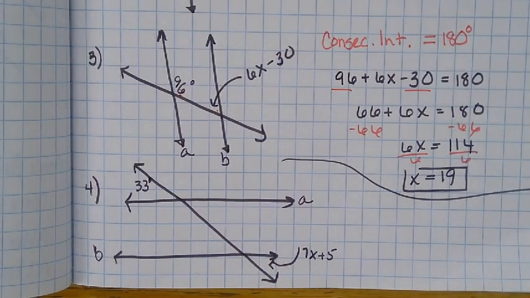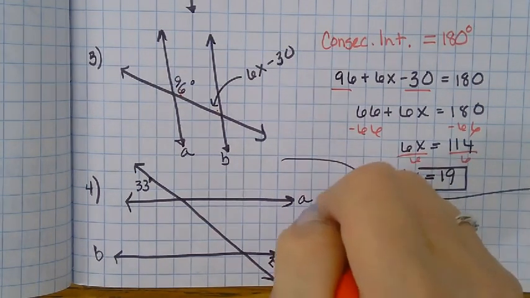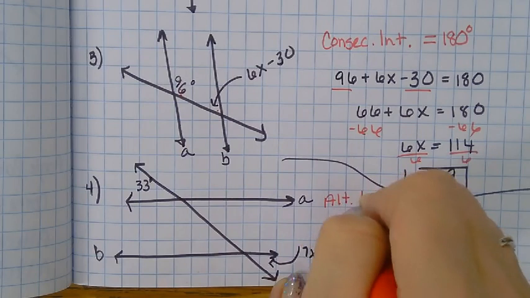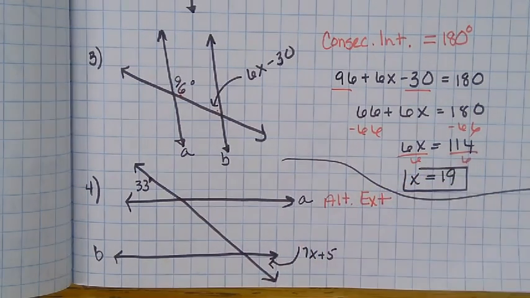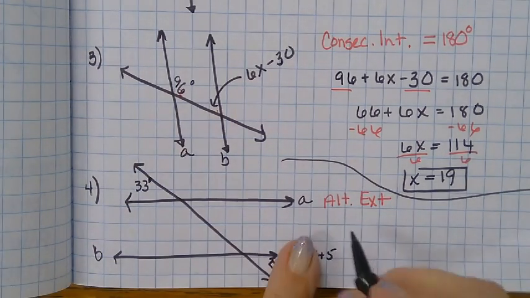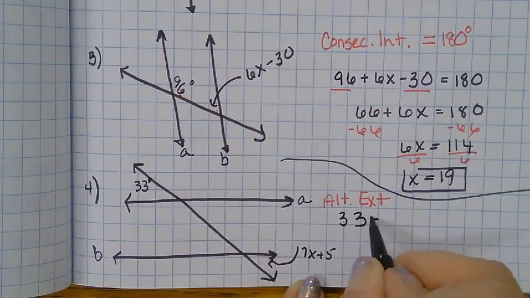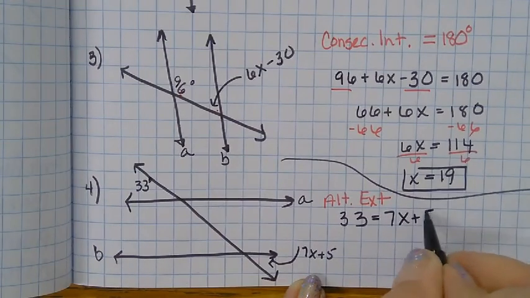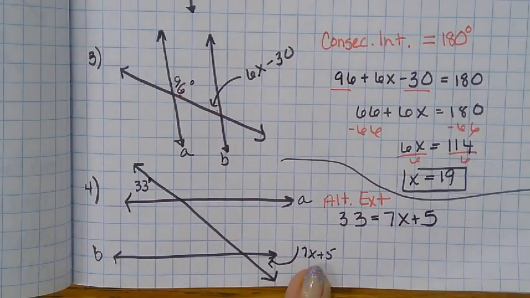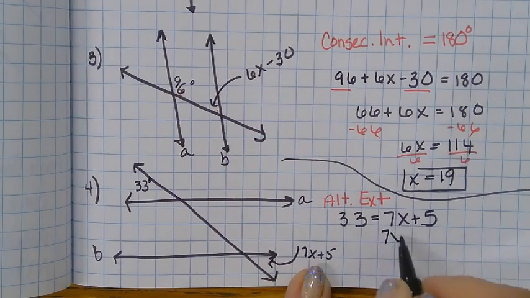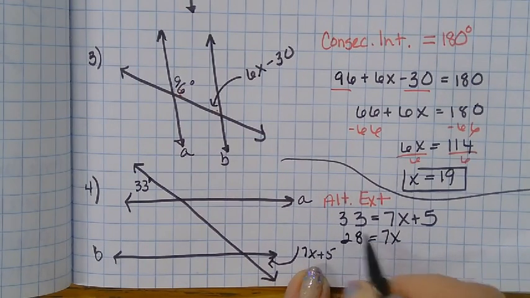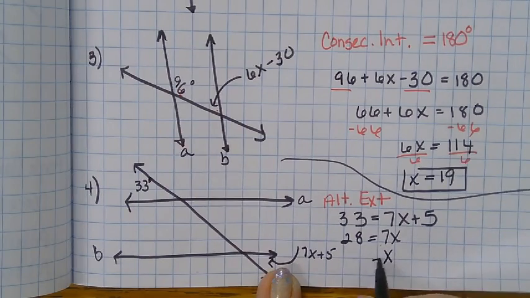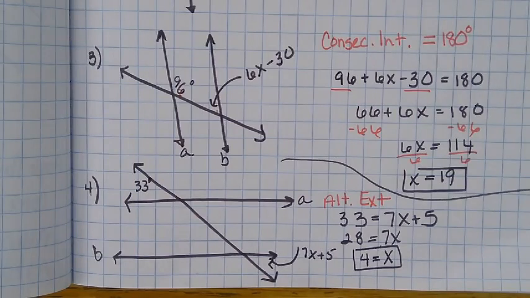Okay, and then number 4, what kind of angles are those ones? Alternate exterior. Are they equal, or do they add to 180? They are equal. So you're going to have 33 equals 7x plus 5. Subtract 5 from both sides. So 7x equals 28. And then divide both sides by 7. So there you should get x equals 4.